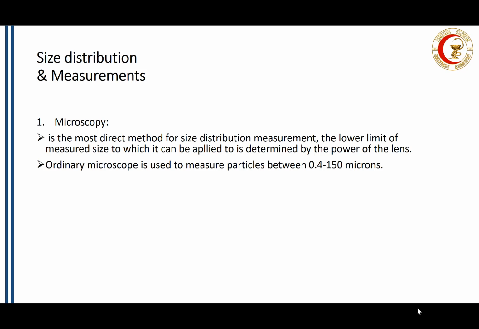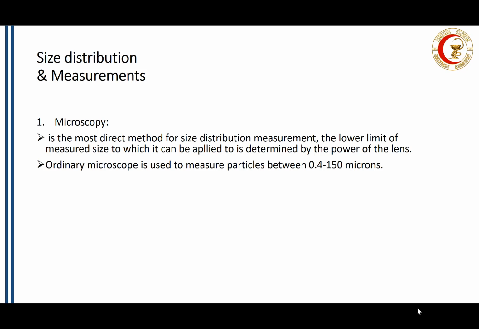This is a direct method for size measurement and to accurately measure the size distribution. The lower limit of the measured size depends on the power of the lenses. If we look at the ordinary microscope, it is used to measure particles between 0.4 to 150 microns. Now the disadvantage of microscopy: it requires skills of the operator.